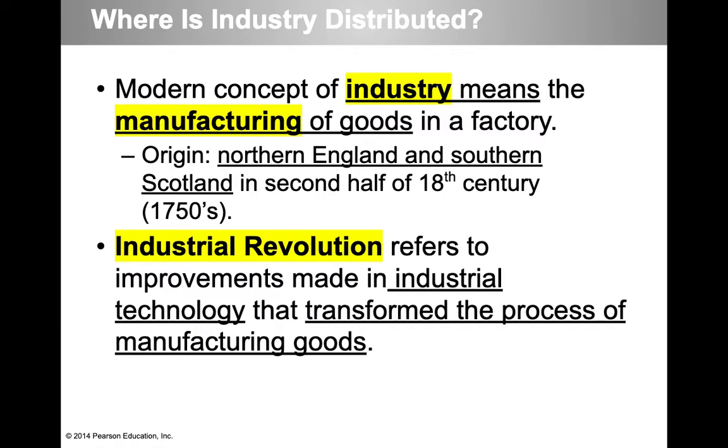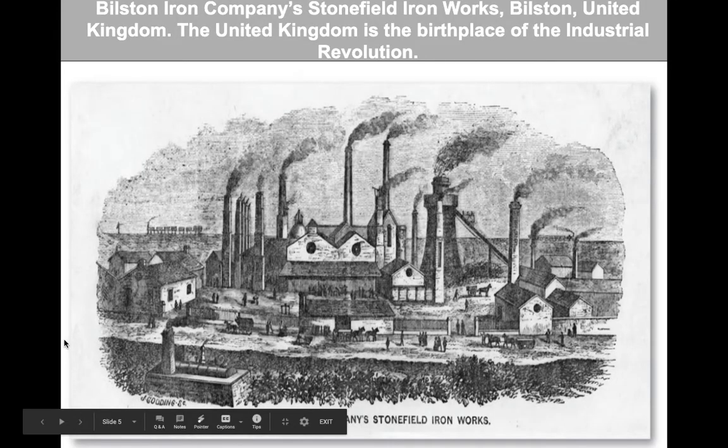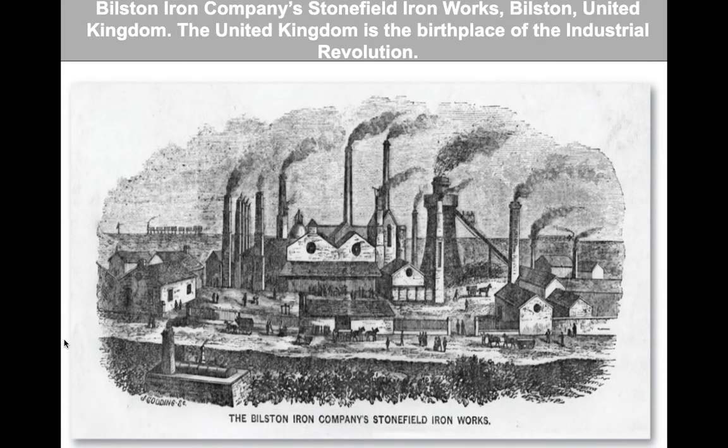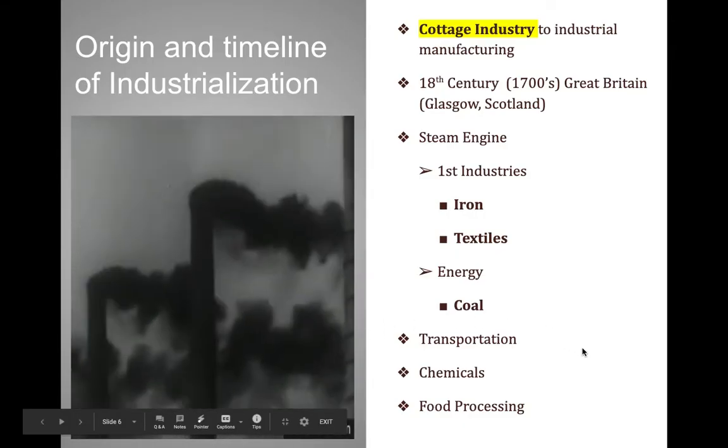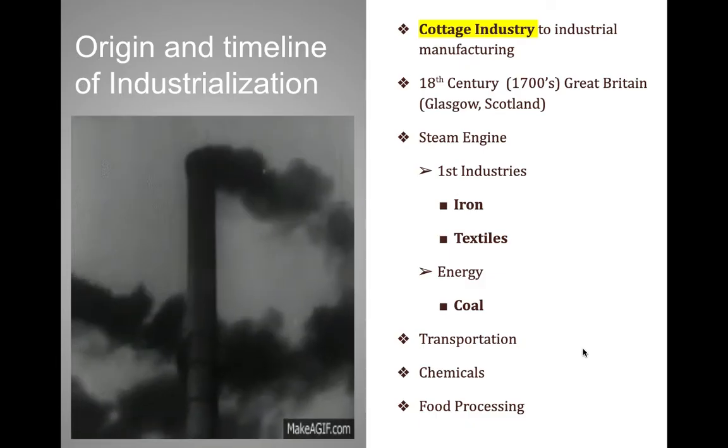Keep in mind, most industrial production prior to the Industrial Revolution in southern Scotland or northern England was geographically dispersed across the landscape, and most of the homes were creating the home-based manufacturing known as cottage industry. Here is a look at factories that were in the United Kingdom during the Industrial Revolution. You can see the landscape is dotted by smokestacks, factories, and clustered buildings. Cottage industries, again, took place prior to the Industrial Revolution.